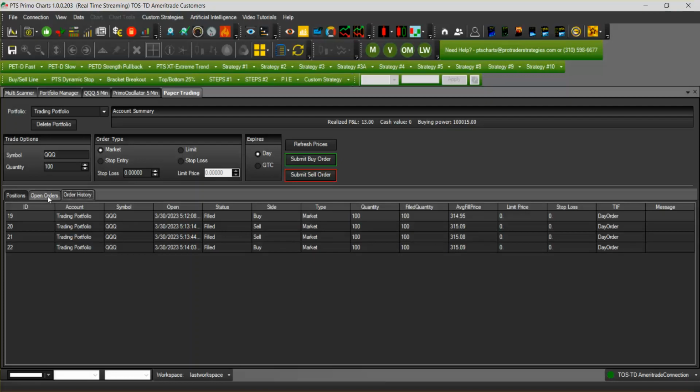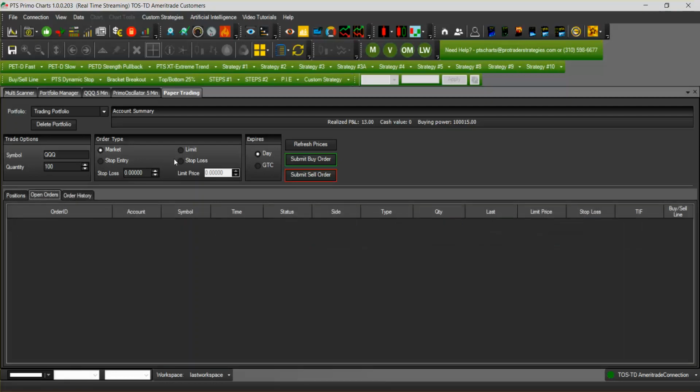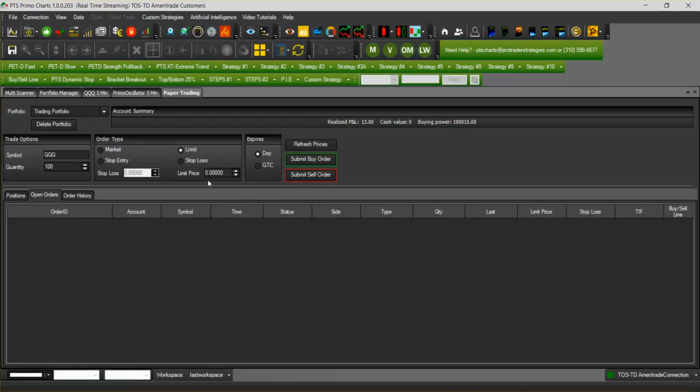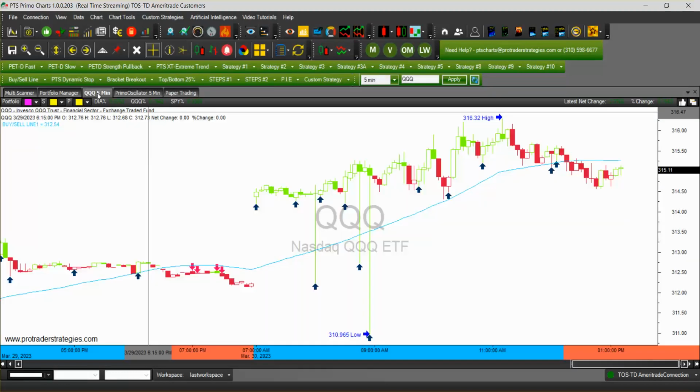With the limit orders, it's going to be a little bit different because you enter the price. So if I have 315.09, if I want to enter a trade, limit order at 314.05, let me see, QQQ 315.11.